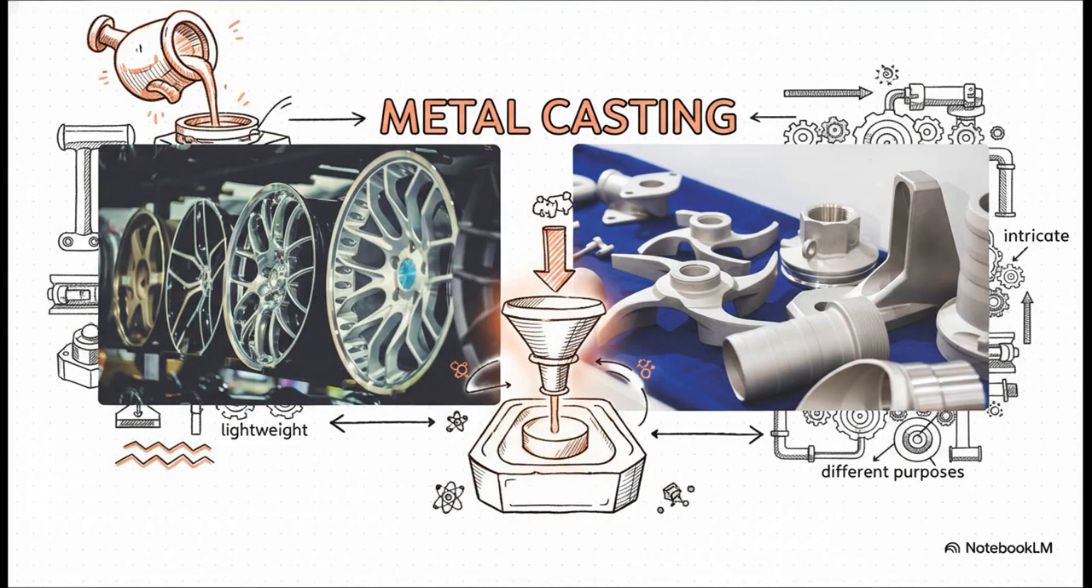To give you an idea of the range here, on the left we have the stunning, lightweight, die-cast magnesium car wheels, and on the right, highly intricate stainless steel components. Now they look completely different, they serve entirely different purposes, and they use totally distinct metals. Yet the underlying concept is exactly the same. You create a cavity, you fill it with molten metal, and you let it solidify.